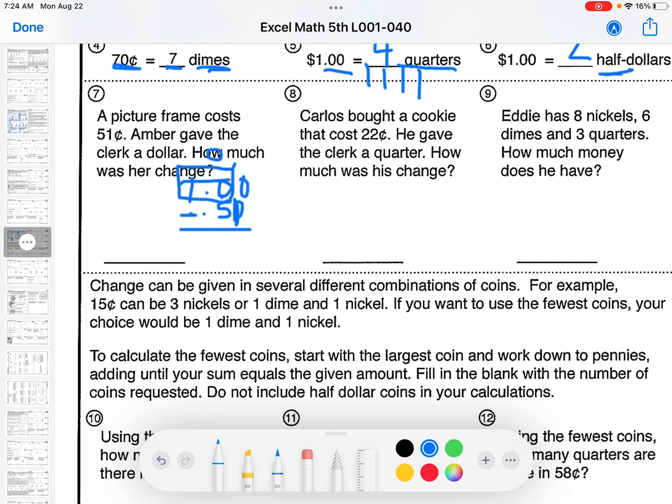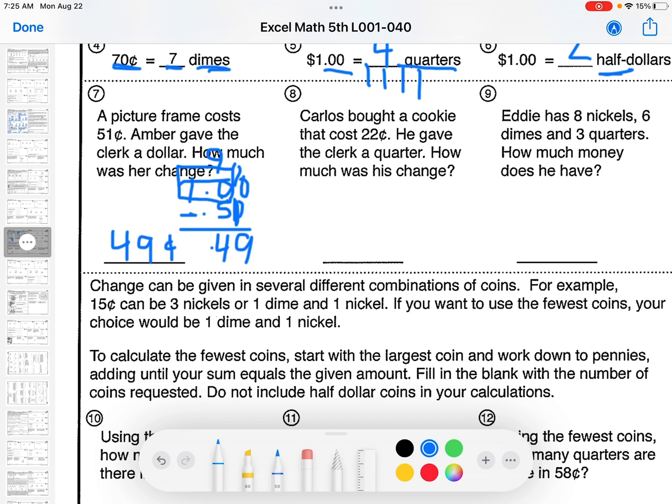So that means 90, 10 is $1. Think about that. 90, 10. Isn't that $1? 90 cents and 10 cents? So all I'm doing is rewriting $1 as 90 cents and 10 cents. 10 minus 1 is 9. 9 minus 5 is 4. And the answer is 49 cents.